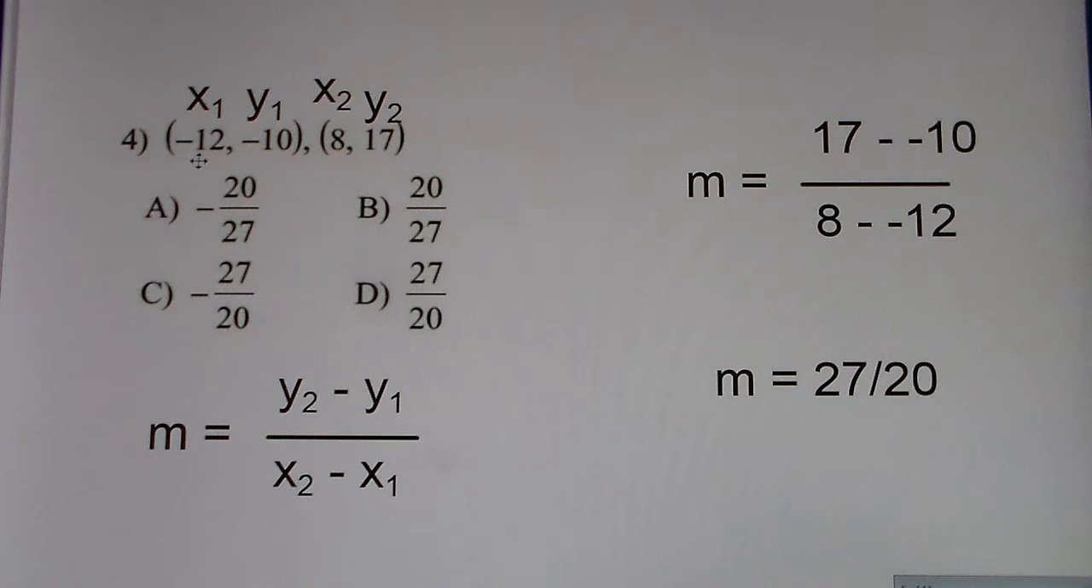Our last problem, x1 is negative 1, negative 10 is y1, x2 is 8, and y2 is 17. Here's our slope formula. Our goal is to find the slope, so we plug them in. y2 of 17 minus my y1 of negative 10. So 17 minus a negative 10 gets us 27. And then 8 minus a negative 1, because 8 minus the negative 1 gets you 9. So we have 27 over 9, which simplifies to 3.